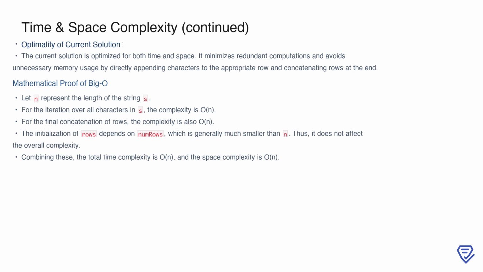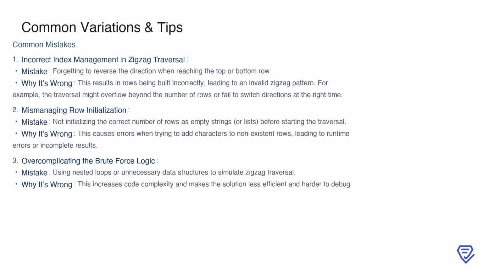This makes the solution optimal for both time and space, effectively handling the zigzag conversion problem with minimal overhead. When working with the zigzag conversion problem, there are a few common mistakes to watch out for. One major issue is incorrect index management during the zigzag traversal. If you forget to reverse the direction when reaching the top or bottom row, the rows will be built incorrectly, resulting in an invalid zigzag pattern.